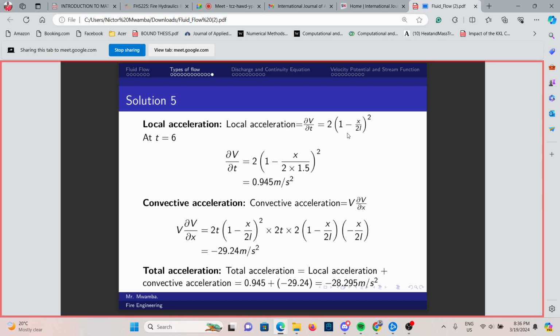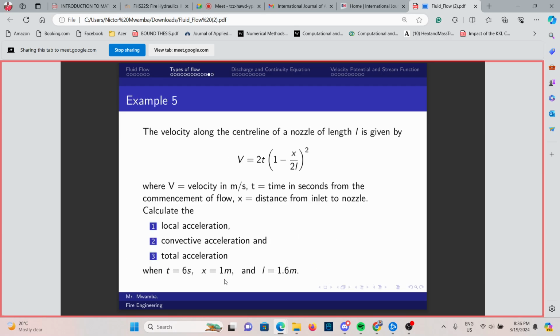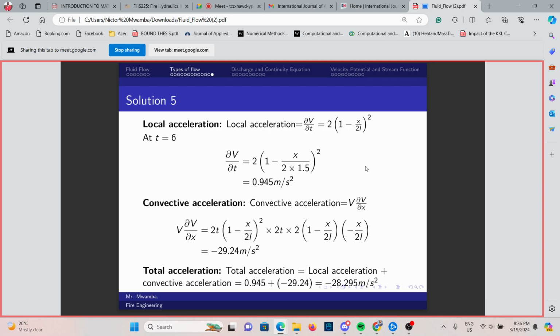Then after that you substitute the given values, these values here. X is 1 and L is 1.6 meters. I don't know why I put 1.5; it's supposed to be 1.6 meters. Substitute them here and evaluate this. You should get 0.945 meters per second squared.